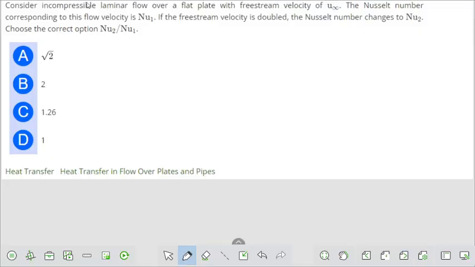Consider an incompressible laminar flow over a flat plate with free stream velocity u infinity. The Nusselt number corresponding to this flow velocity is Nu1, and if the free stream velocity is doubled, then the Nusselt number changes to Nu2. Then choose the correct option for Nu2 to Nu1. This is a chapter from heat transfer, and the chapter is flow over plates and pipes. So let's start solving.